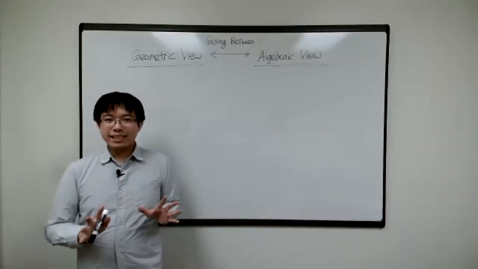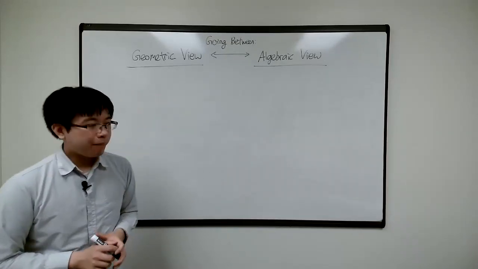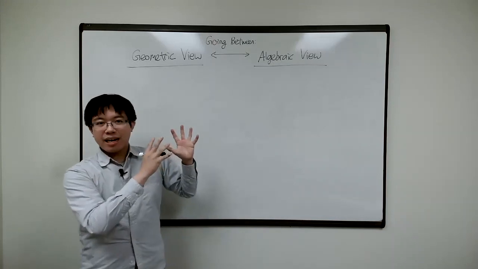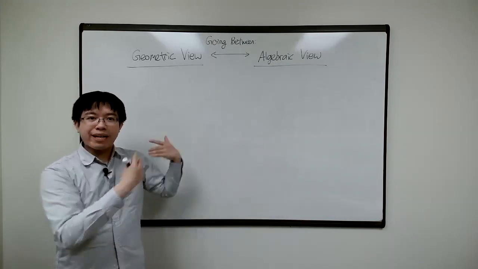Okay, so the next job, now that we know what the algebraic view of a vector is, is to go between the two. So if I give you a geometric representation of a vector, how do you give me the algebraic one, and vice versa?